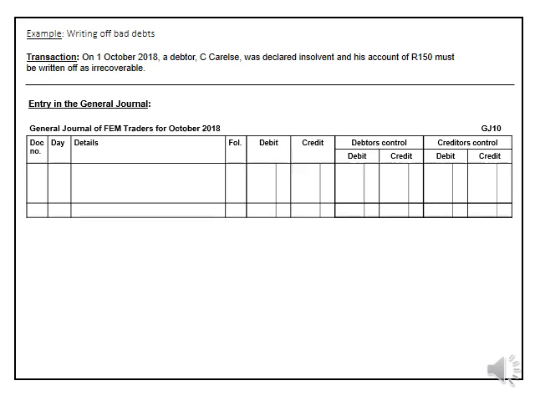So what is the account that we are going to debit in this case? Bad debt, because that is our expense, our loss. What account are we going to credit? The debtors account, which in this case is C. Carlser, as well as debtors control. The narration: account written off as irrecoverable.